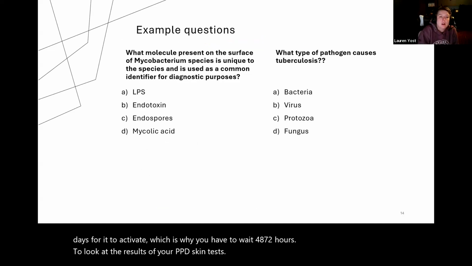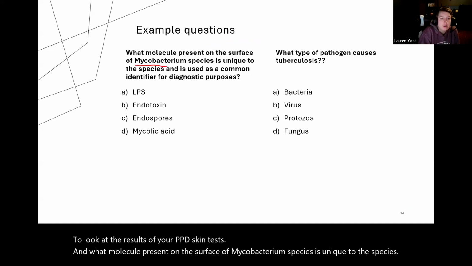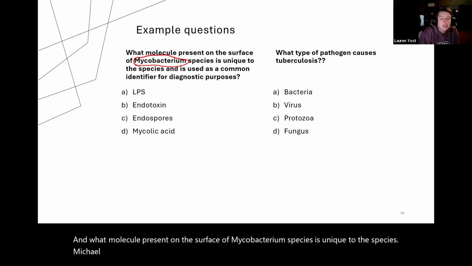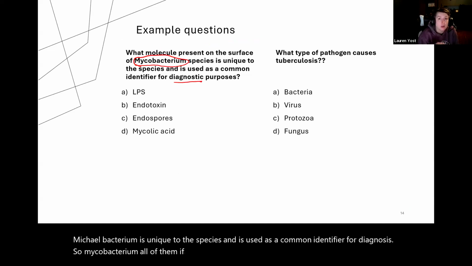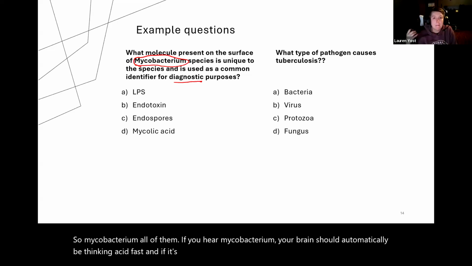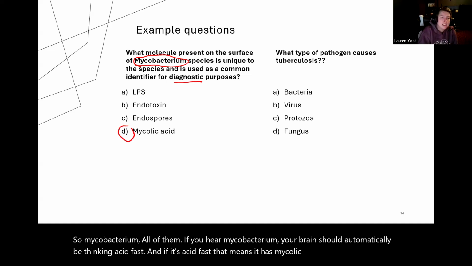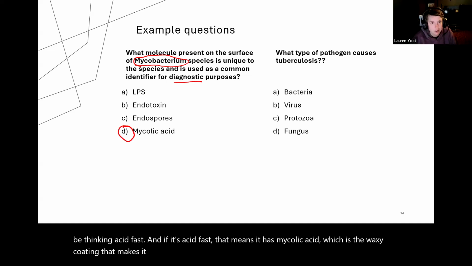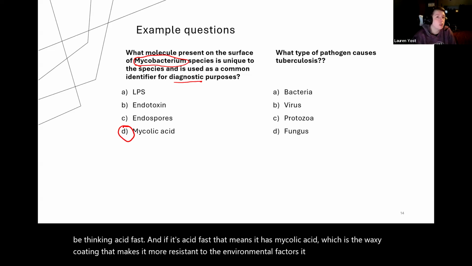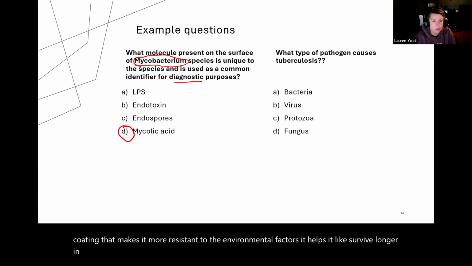What molecule present on the surface of Mycobacterium species is unique to the species? Mycolic acid is unique to the species and is used as a common identifier for diagnosis. So Mycobacterium, all of them, if you hear Mycobacterium, your brain should automatically be thinking acid-fast. And if it's acid-fast, that means it has mycolic acid, which is the waxy coating that makes it more resistant to environmental factors. It helps it survive longer in the environment outside of the host. And it also has that waxy coating that helps us with identifying it using the acid-fast stain.